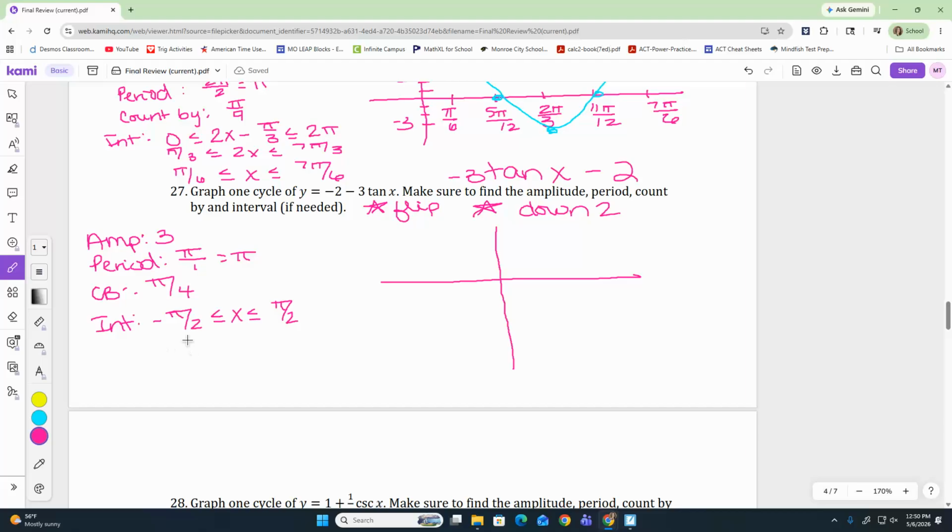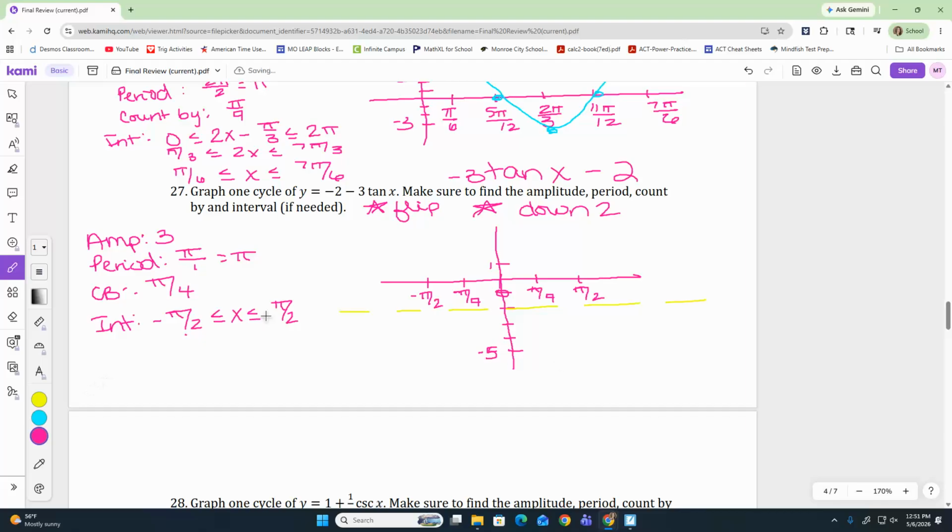So my points on the x-axis, I'm starting at negative pi over 2. If I add pi over 4 to that, I get negative pi over 4. Add pi over 4, we get 0. Pi over 4. And then pi over 2. How did we do the down 2? So our graph is going to be centered down here at negative 2. My amplitude is 3. That's measured from this line. So we'll go 3 above and 3 below.